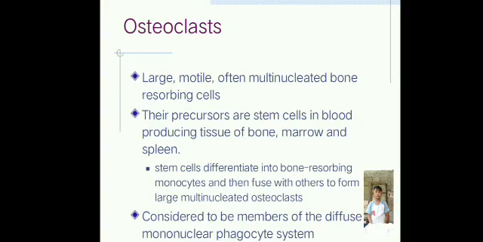multinucleated bone-resorbing cells. Their precursors are stem cells in blood-producing tissue of bone marrow and spleen. Stem cells differentiate into bone-resorbing monocytes and then fuse with others to form large multinucleated osteoclasts, considered to be members of the diffuse mononuclear phagocyte system.